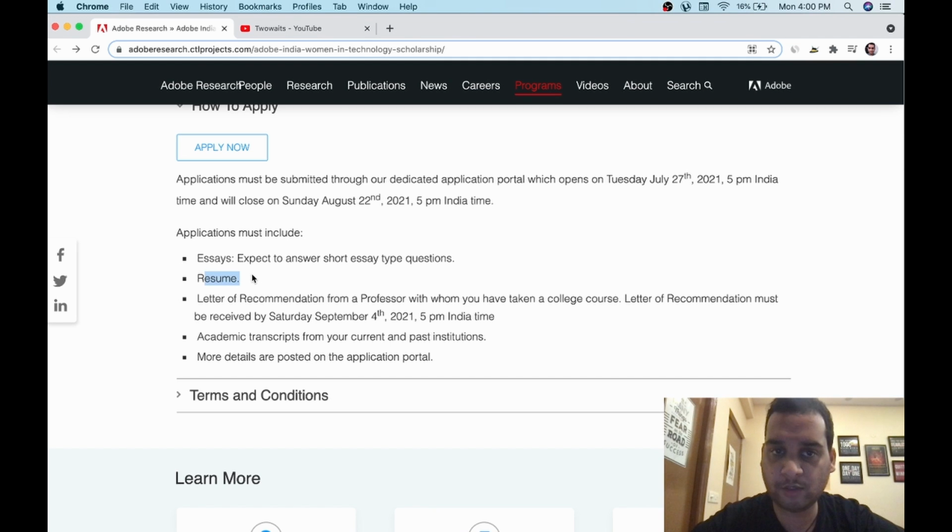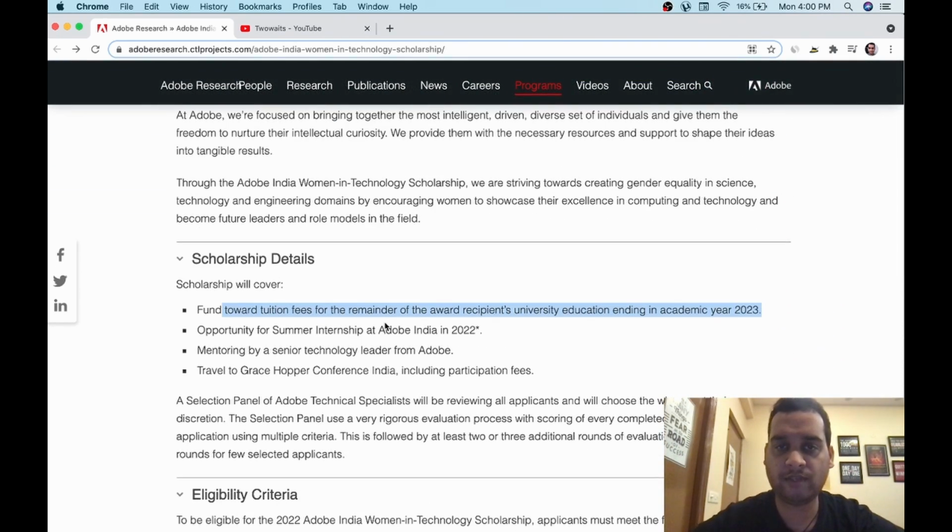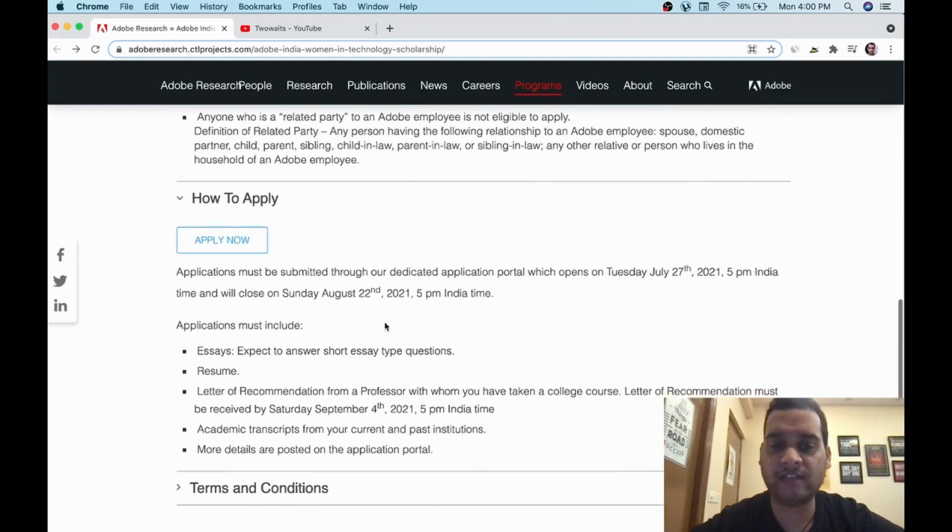You have to create your resume and an updated letter of recommendation from a professor. This is very important, because as you can see, they are giving you a fees waiver, they are paying your tuition fees. So they want to be sure that you are enrolled in a college and you are an authentic student of that college.